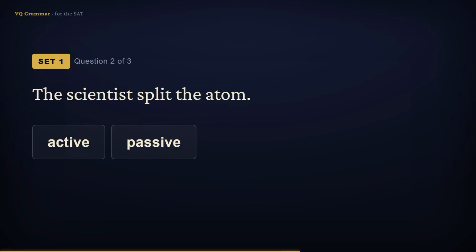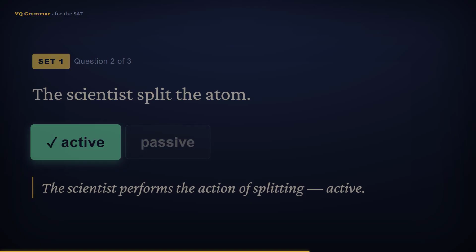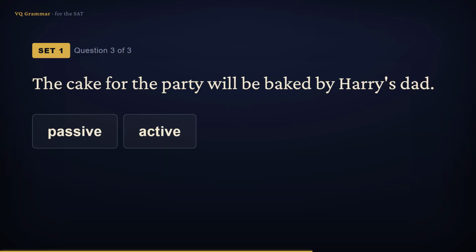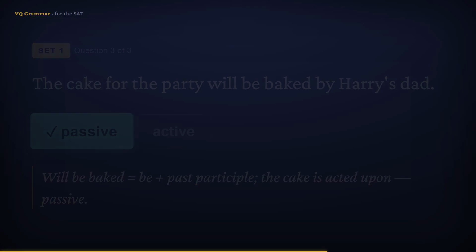The scientist split the atom. The scientist does the splitting, and there's no form of be, so it's active. The cake for the party will be baked by Harry's dad. Will be baked is be plus a past participle, and the cake is acted upon, so it's passive.